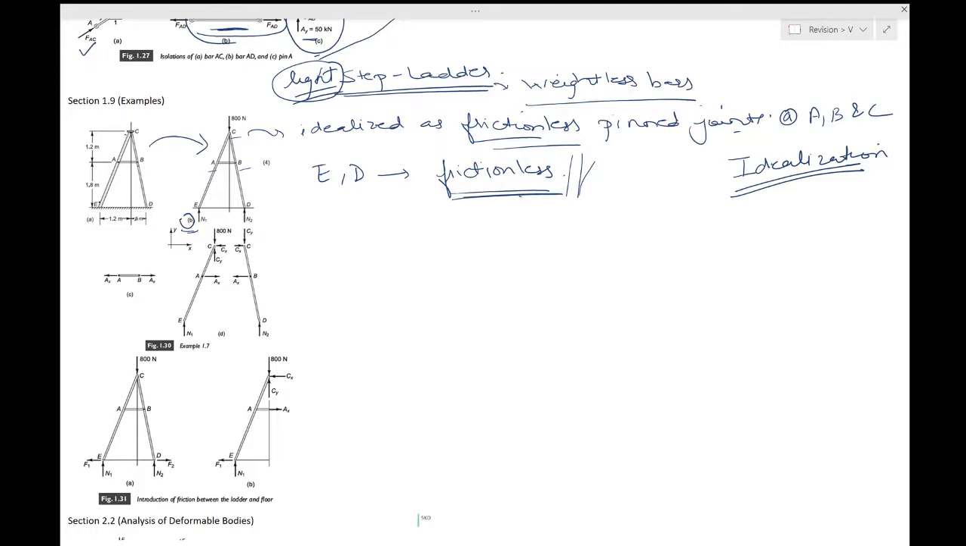Okay, and then you will see how much the answer will change if you want to take friction over here at E and D. We'll see that later on. Okay, first consider the frictionless case. You isolate the link AB over here, and since again it's a 2 force member, you show the forces as shown over here, equal and opposite, lying along AB.